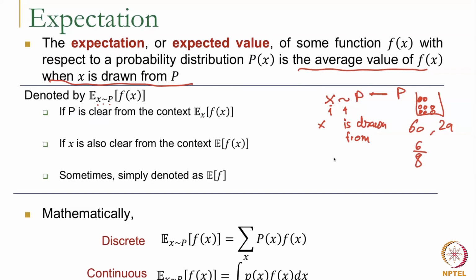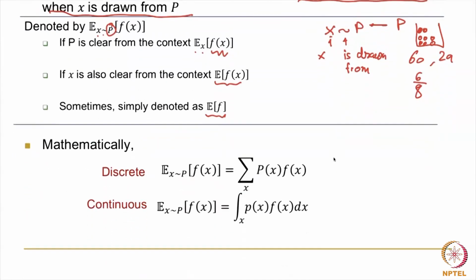If it is clear which probability distribution P you are drawing from, then we simply say expectation over X of this function f of X. If X is also clear, then we simply say E of f of X, or we simply say E of f. Like I said, a simple calculation of expectation is simply the mean. So we'll see what that means.